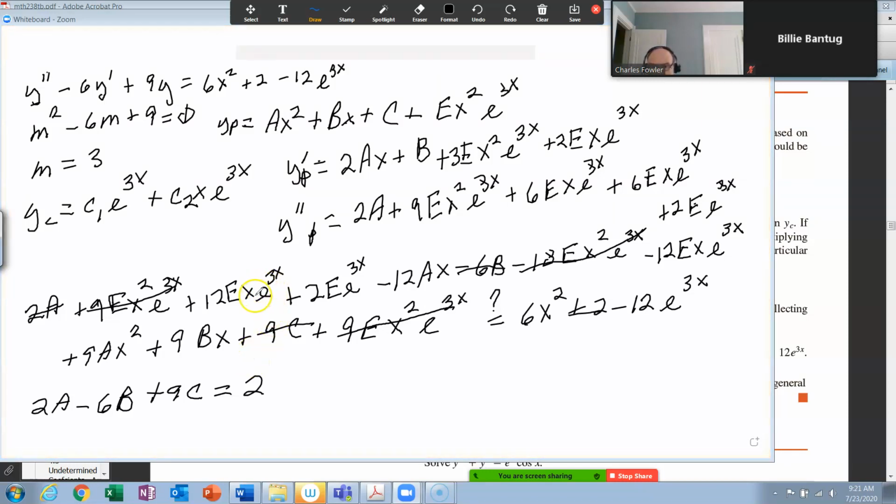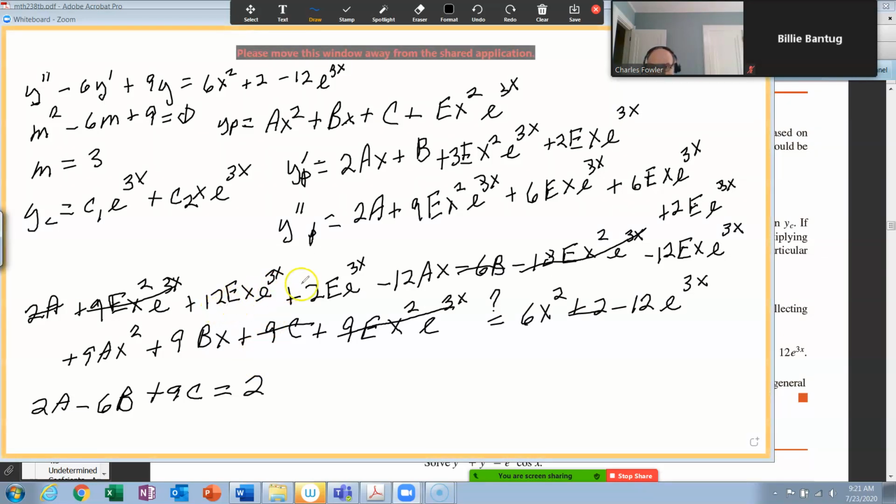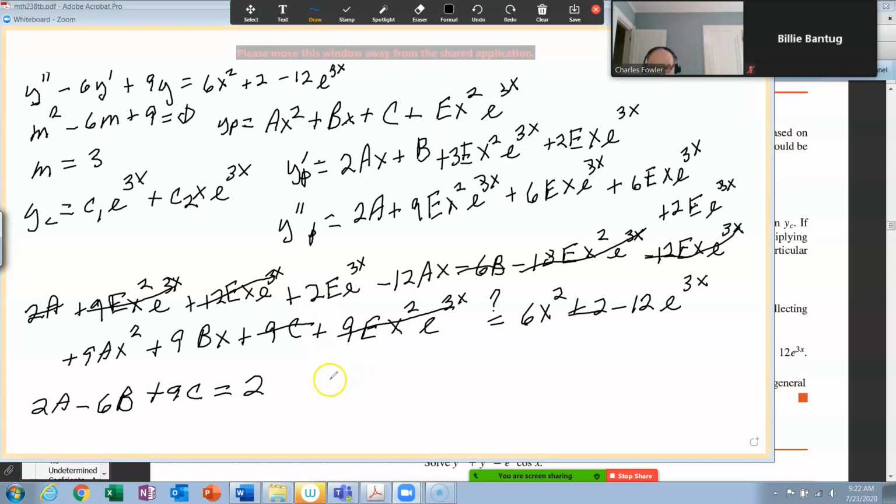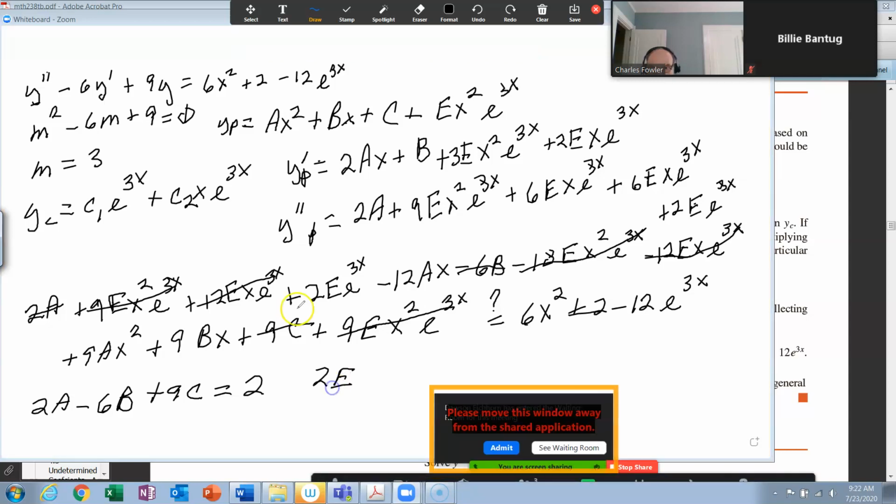Now let's do our x e to the 3x. Here we have a 12e, minus 12e there, and those add to 0, which they should, because you have no x e to the 3x term on the right. So those are taken care of. Now for the e to the 3x term, we have a 2e here. Okay, I'll wipe that out.